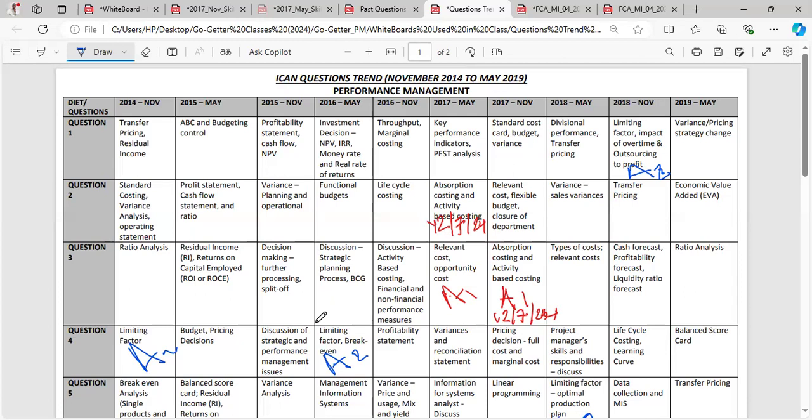But if we have time, we can solve more so that you can familiarize yourself, because limiting factor is a very key concept that will be tested in your examination.